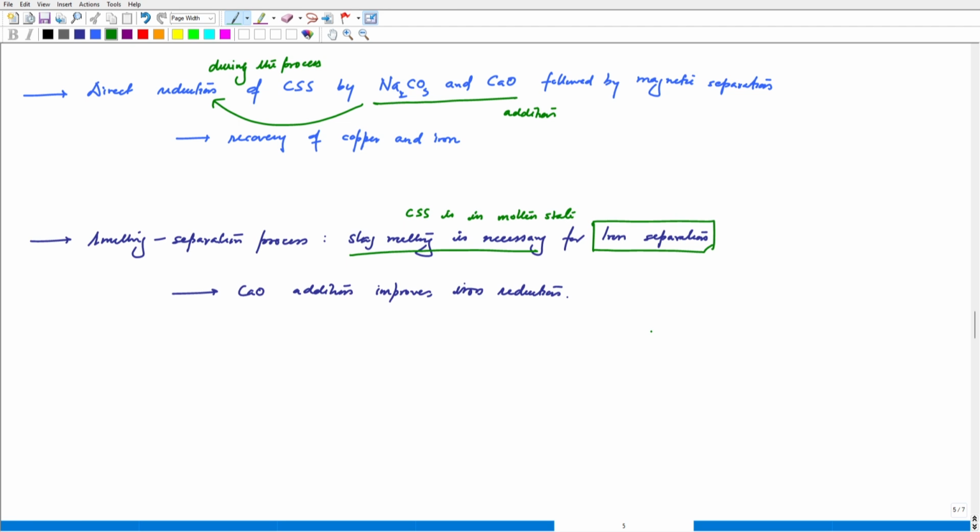So what do we mean by iron reduction? Because we already know that iron is actually present in the form of some iron phase. We have already seen magnetite, fayalite and different types of phases. We would wish that the iron that we get after the processing should remain in the metallic form. So iron reduction is facilitated by CaO addition.